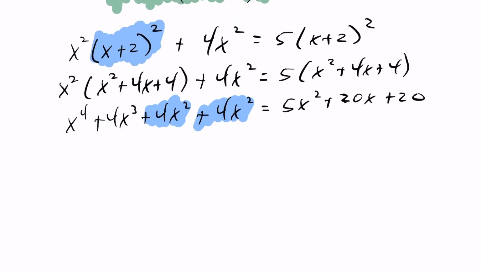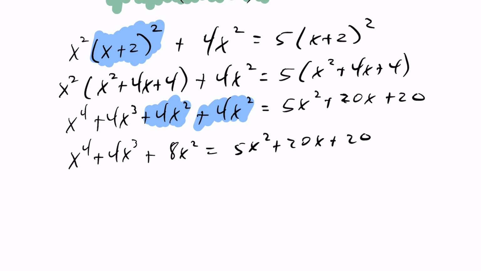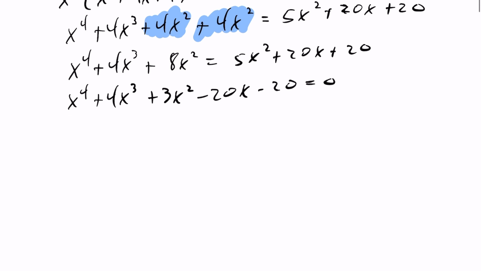So I'm going to go ahead and clean things up where I can. You can see here I have like terms on the left-hand side. I'll do those first, and this will simplify to become x to the fourth plus 4x cubed plus 8x squared equals 5x squared plus 20x plus 20. Bring everything to one side here. We now have x to the fourth plus 4x cubed plus 3x squared minus 20x minus 20 equals 0. All right, so this method, while straightforward, does not always work.